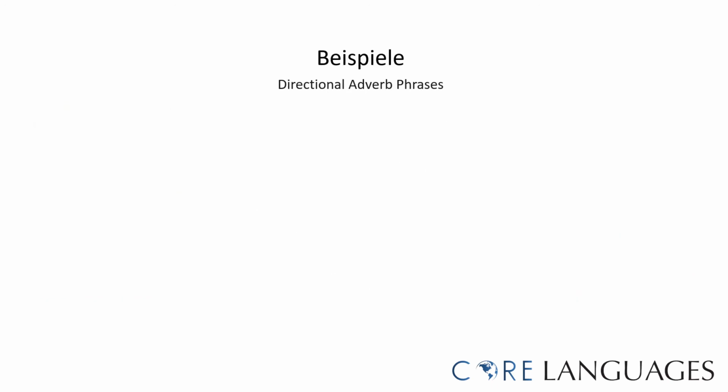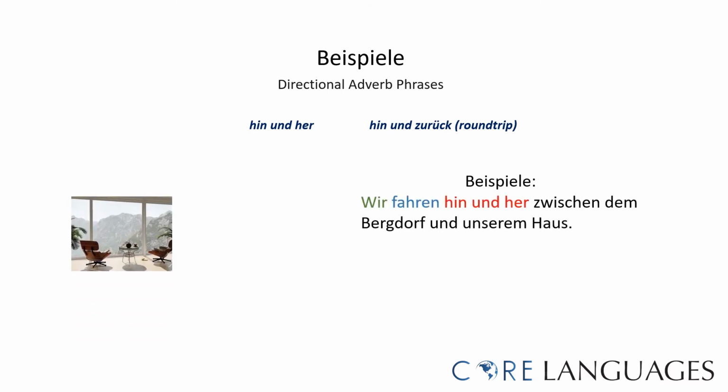Here are two more examples or Beispiele of directional adverb phrases. With hin und her, back and forth, or there and here, and hin und zurück, there and back, or round trip. Wir fahren hin und her zwischen dem Bergdorf und unserem Haus. We drive back and forth between the mountain cabin and our house.